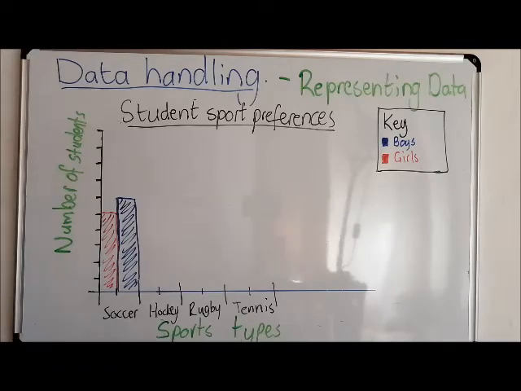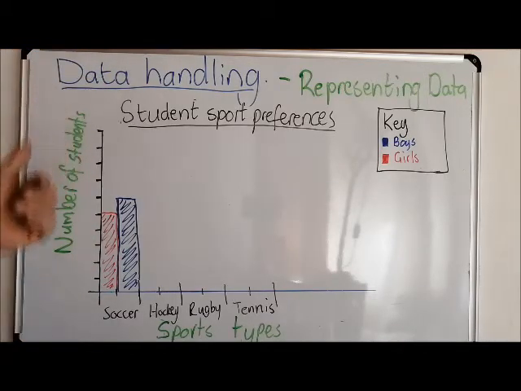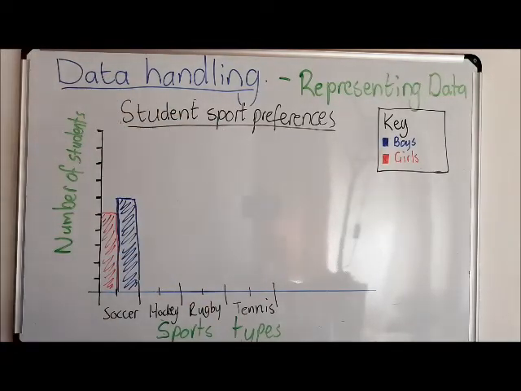Okay, so there's a couple of things with a bar graph that you have to have. The very first thing is your heading. You have to let the person who's looking at the graph know what they're looking at. In this case, it's students' sports preferences. So in other words, what sports do these kids prefer? That's the question I asked them. Those are the surveys that I did. And now this is the title of my bar graph.